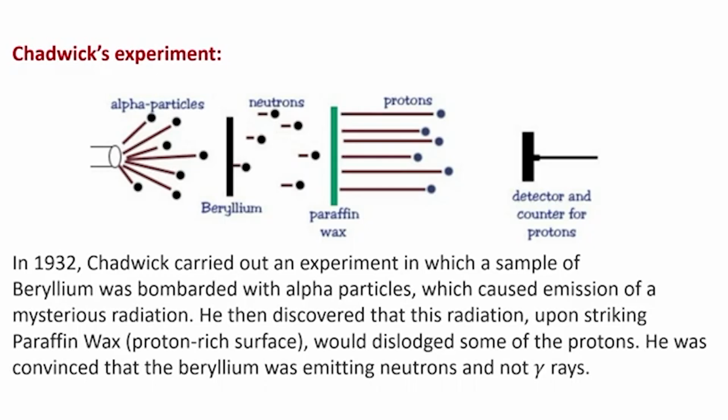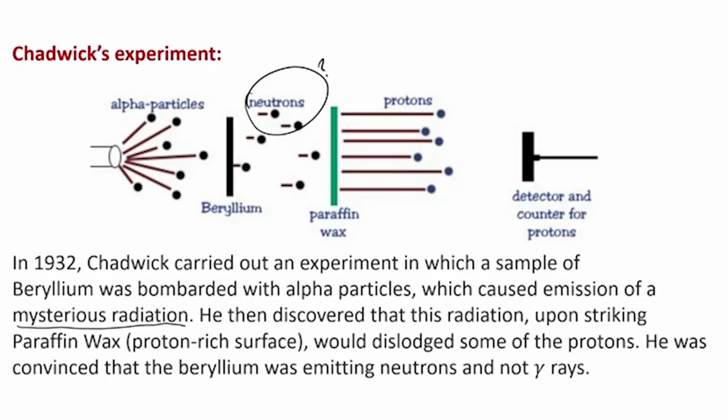So, in 1932 Chadwick carried out this experiment in which a sample of beryllium was bombarded with alpha particles, which caused emission of this mysterious radiation. The neutron was not very well known at that time, so one could only call it a mysterious radiation. Initially, of course, he thought that it is gamma radiation, which is nothing but a kind of electromagnetic radiation.